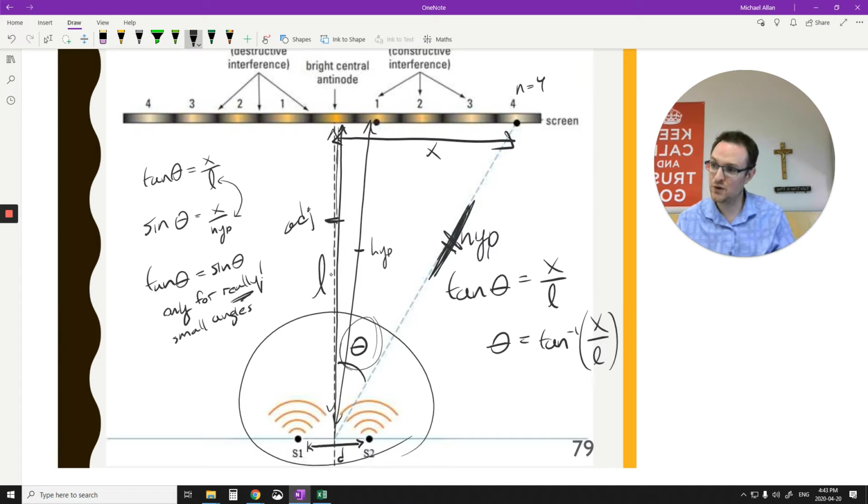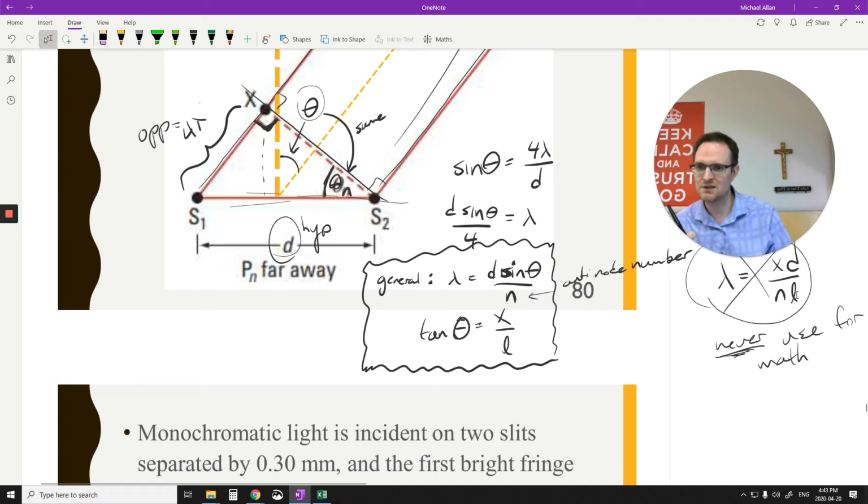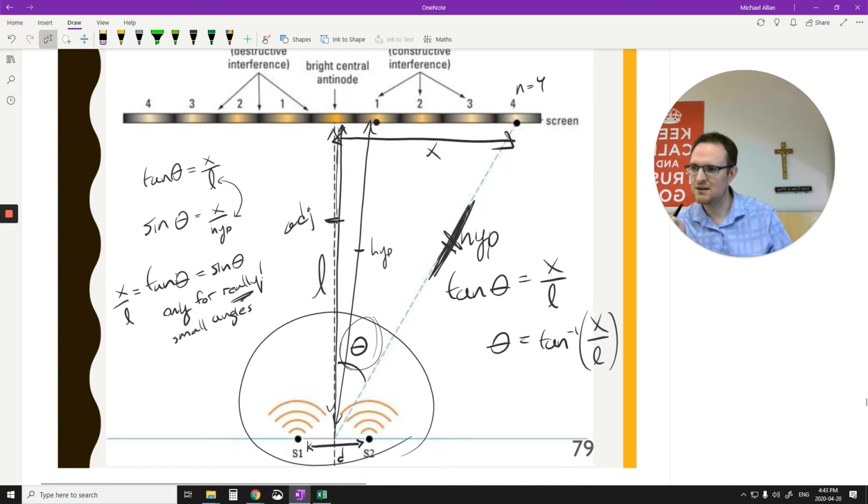Then I can make the two formulas. So sine theta is equal to tan theta, which we know is x over L, just based on trigonometry. I can replace the sine theta with x over L and put it into this formula here, and that becomes this formula. There's an x over L there. So there's the d over n in the original formula, and the x over L from the new formula. Now, we never use it for math because it makes that assumption. It makes the assumption that L and the hypotenuse are the exact same size.